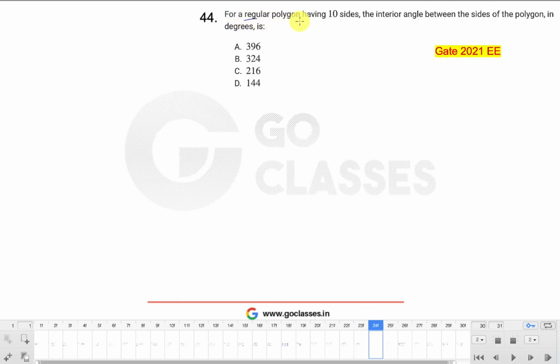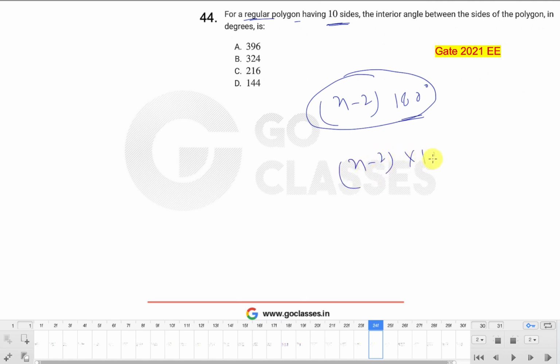For a regular polygon having 10 sides, the interior angle between the sides of the polygon is. There is a direct formula of interior angle for a regular polygon, that is n minus 2 into 180 degree. This is the sum of all the angles, and what is the value of one angle? N minus 2 into 180 divided by n. So we have 10 sides, n is side, so 8 into 180 divided by 10. We have 18 into 144. D is the answer.